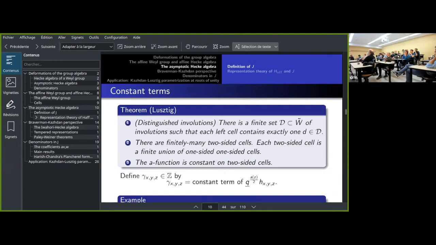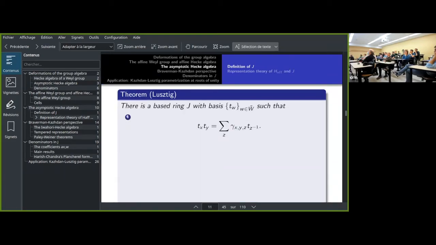So, examples of distinguished involutions, and this is basically all you can get: the identity, simple reflections, and longest words in parabolic subgroups. The theorem of Lusztig is that these integers gamma_{x,y,z} actually obey the right properties to define an associative product. The identity in J is kind of strange looking: it's the sum over all the distinguished involutions. This is a finite sum, and the various t_d are actually orthogonal idempotents.